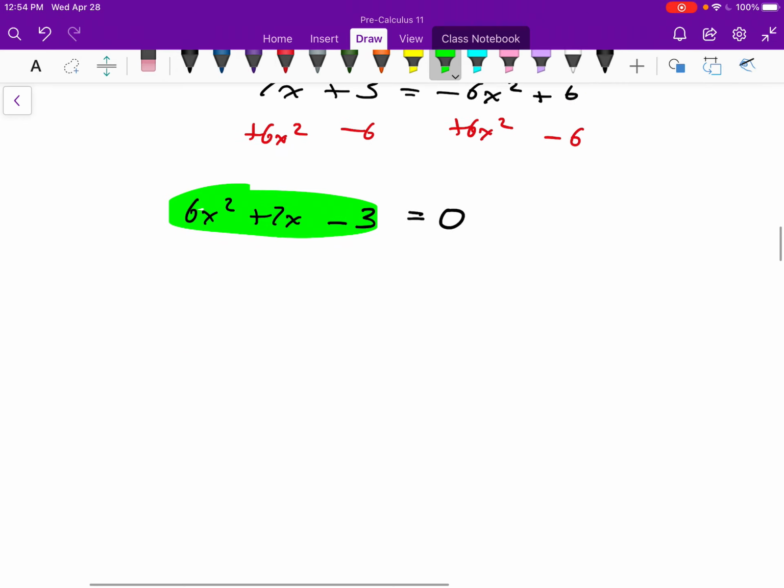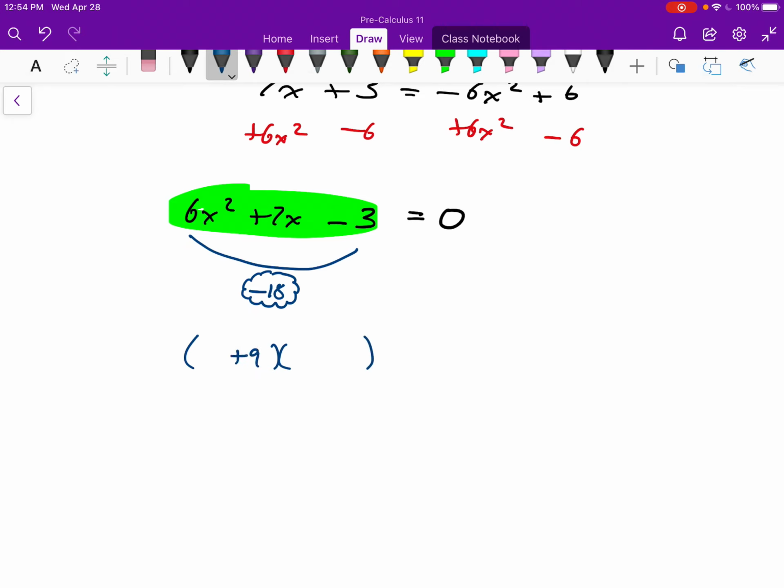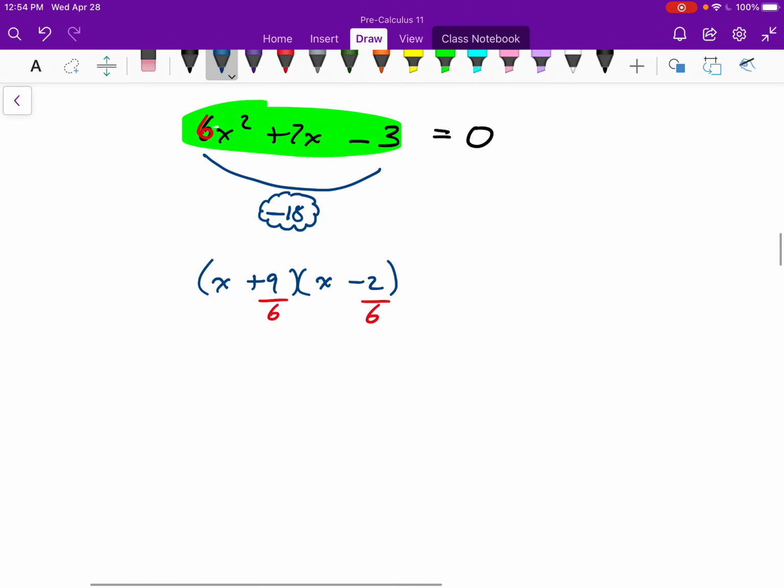But again, to factor this, I don't have a greatest common factor of 6 that I can take out. So I probably want to multiply 6 and negative 3 to get negative 18, and think to myself, what multiplies to negative 18 but adds to positive 7? Positive 9 and negative 2 are what work. And again, there's a 6 here, so I divide each of these by 6. And again, these are not my factors, but I can use this to see my factors.